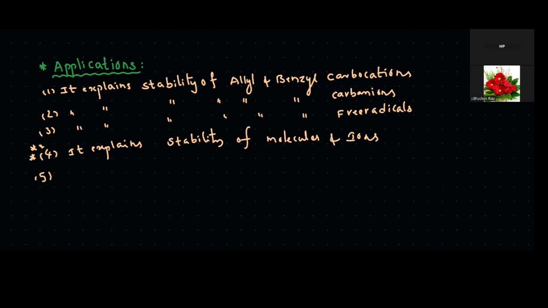it explains acidity of phenols and benzoic acid. Okay, it explains the acidity of which one? Phenols and benzoic acid. That means this phenol is nothing but aromatic alcohol. Now benzoic acid means aromatic carboxylic acids.